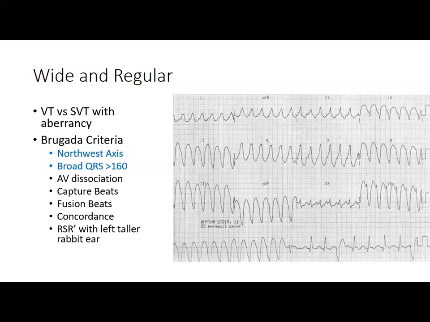So number one on the Brugada criteria is a northwest axis. That means that it is way more likely for your rhythm to be VT if the electrical activity is starting at the apex of your heart and going up in a circuit towards your right shoulder. For the most part, our electrical activity starts in the sinus node. It goes down this way. It's going to give you a negative deflection in aVR, which is your EKG lead that senses electrical activity going this way.